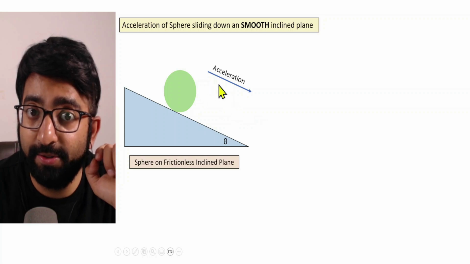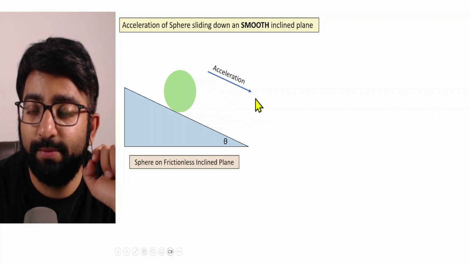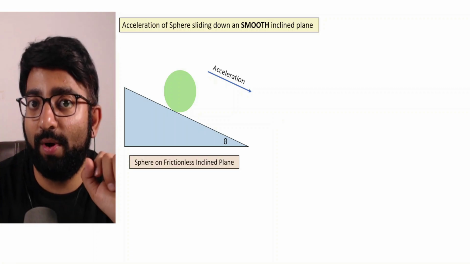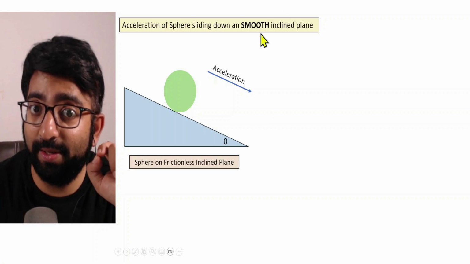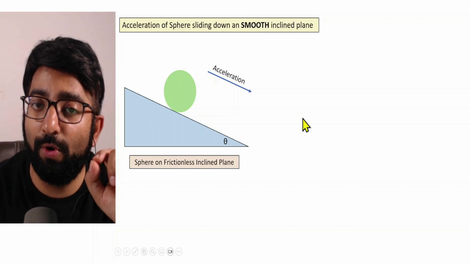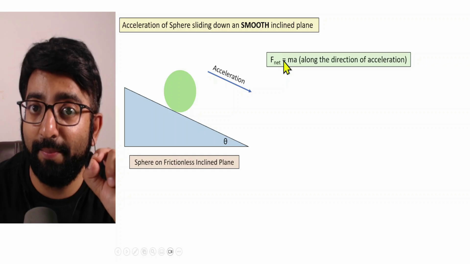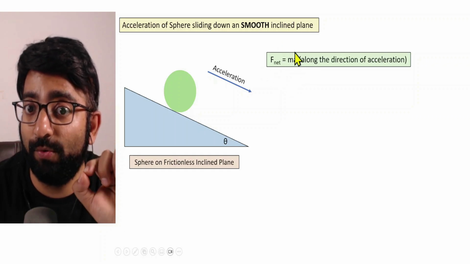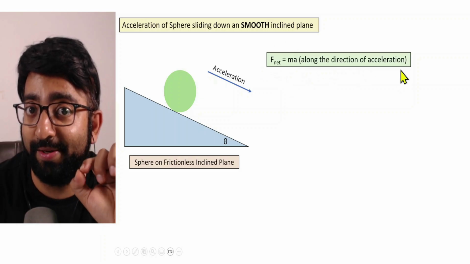And linear acceleration is represented by this arrow. Remember the steps: F net is equal to ma and torque net is equal to I alpha. But here in this case, since the incline is smooth, the sphere is not going to rotate. So we are only going to apply F net is equal to ma. But please remember, while using this equation, we apply this equation along the direction of acceleration.